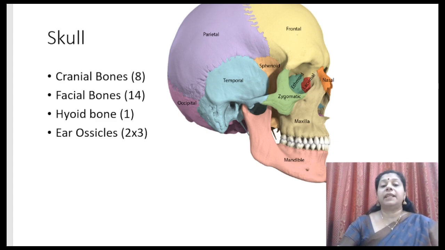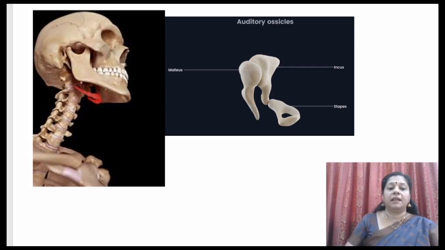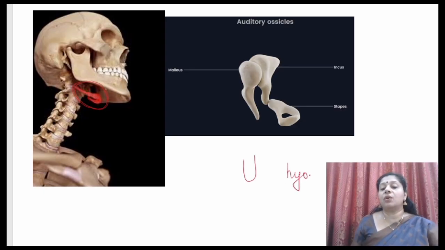But we know this is not the total number, as there are additional bones also. Here you can see a red colored bone, which is a U-shaped bone. This bone is called the hyoid bone. This hyoid bone helps us to support the tongue and enables us to talk. So we have 22 in the skull, plus now one more I added, so it became 23.